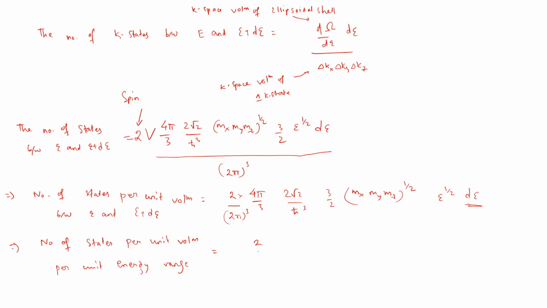If you just take that factor out, you will be left with 4 pi by 3, 2 root 2 over h bar cube, E to the power 1 by 2 times 3 by 2, mx my mz to the power 1 by 2. Now it is just a matter of simplification. So this is nothing but your definition of density of states.